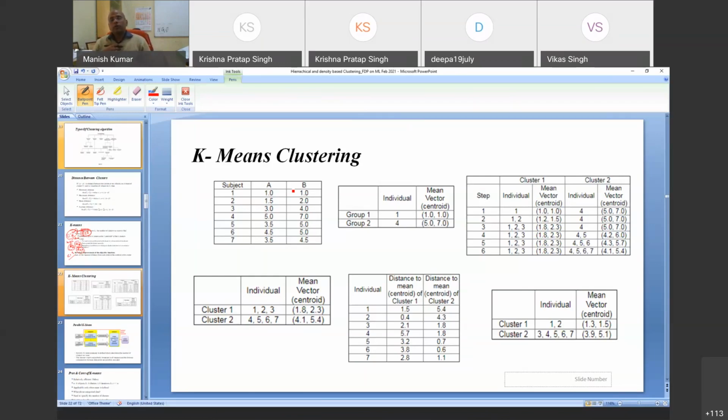Then again you go for an improved mean, and after calculating that, we get another set of clusters. Now cluster 1 has 1 and 2, whereas cluster 2 has 3, 4, 5, 6, 7. If you go for the next iteration, you will get the same result. So you can stop, and your final clusters will be cluster 1 as 1, 2, whereas cluster 2 is 3, 4, 5, 6, 7. So this is how k-means works.